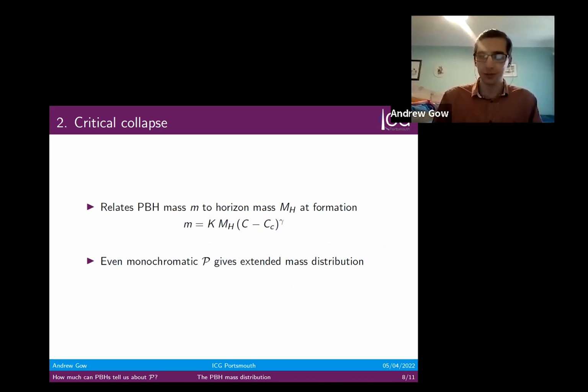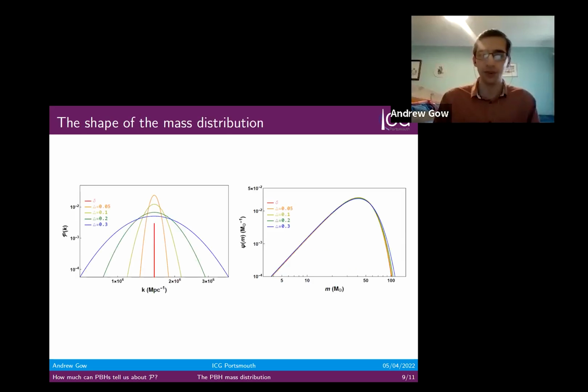And particularly, we're interested in quite narrow power spectra. So on the left here, we've got a range of power spectra with a width from 0, the delta function, all the way up to 0.3. And you can see that it looks very different. On the right, we've got the corresponding mass distributions. And you can see that they don't look very different. So this is an important conclusion and one I'll come back to in a second.